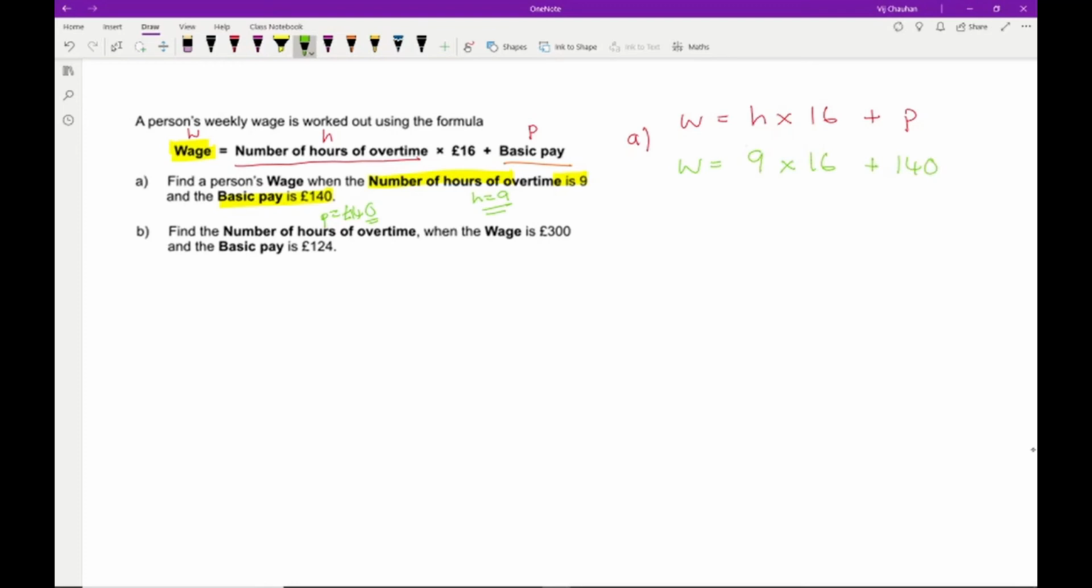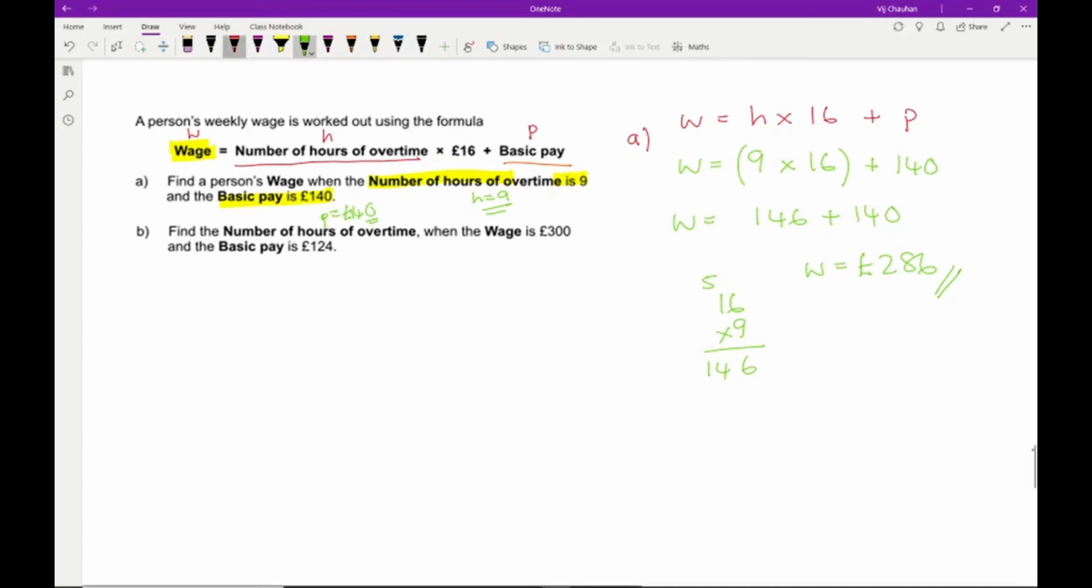Now, using BIDMAS, I need to do this bit first. So W equals 9 times 16, and if I wanted to do it without a calculator, 16 times 9, which gives me 144. So it's going to be 144 plus 140, and if I add that up, it's going to give me £284. So from this, that's part A done and dusted.